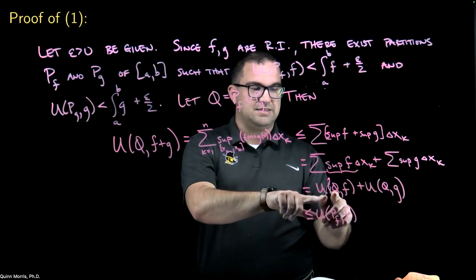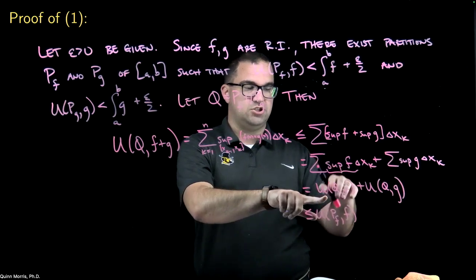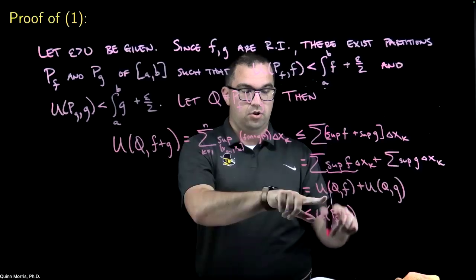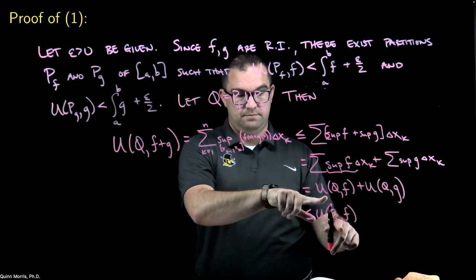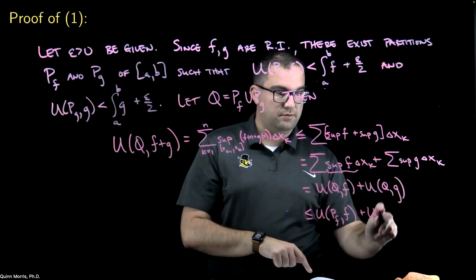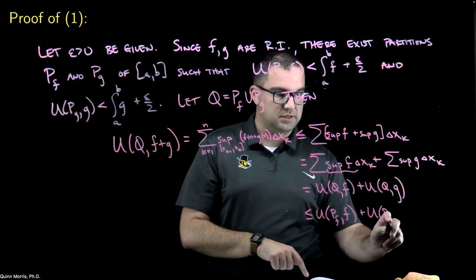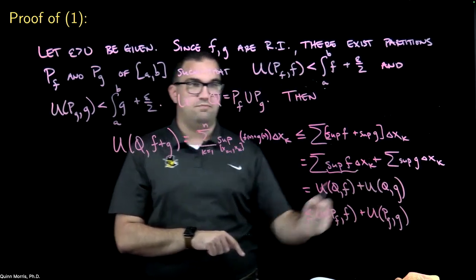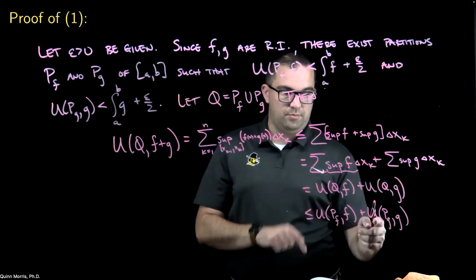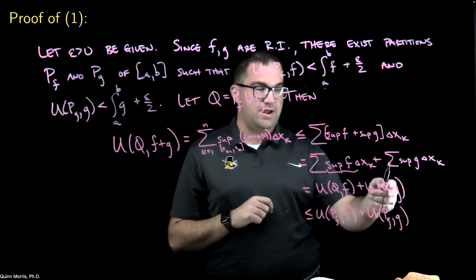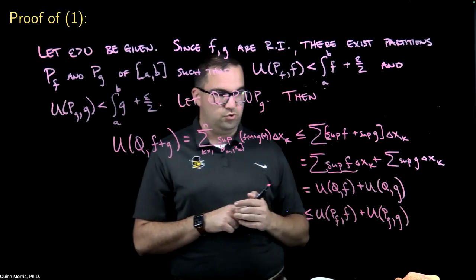So this is a finer partition. It has more points in it. So the upper sum here is going to be smaller than here. Okay. Similarly, I can do the same thing here. Upper sum of P sub g. Again, Q is a refinement of P sub g. So the upper sum over the partition P sub g will be greater than the upper sum over the partition Q.